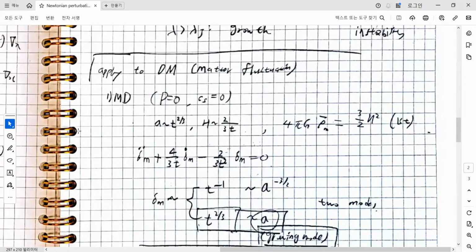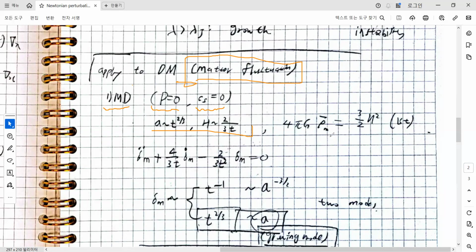So now we will apply these equations to matter fluctuations, especially the dark matter case. There are several eras in the history of the universe. The first one is matter dominance. In the matter-dominant case, the pressure is equal to zero, and there is no speed of sound, c_s equals zero. In this case, the scale factor is proportional to t to the 2 over 3, and we can obtain the Hubble parameter. This is a result of the Boltzmann equations.